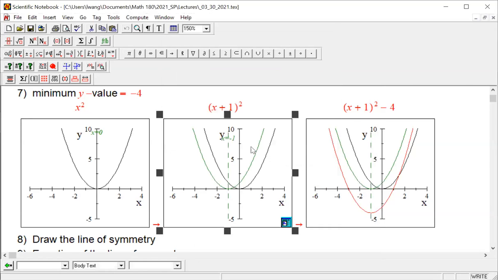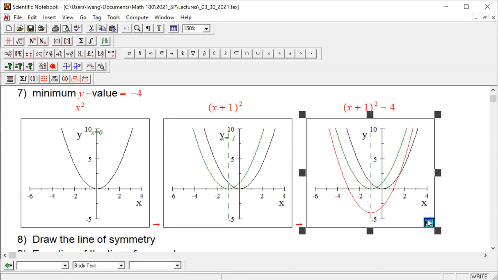Then this is -1, 0. What is the equation of this line? The green one? The green line. It's still x equals -1, right?